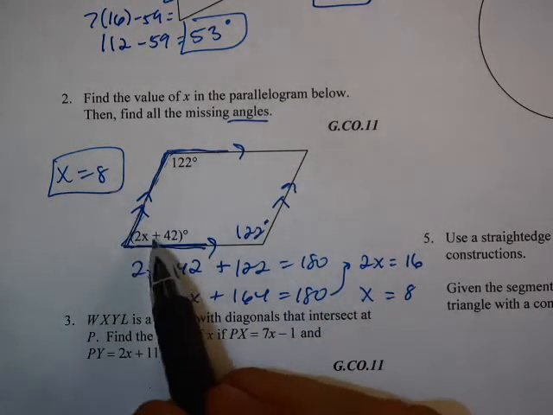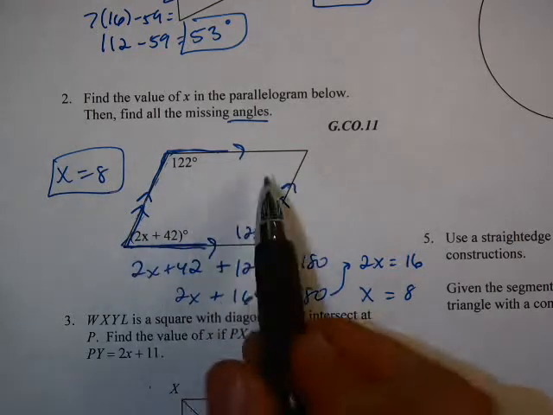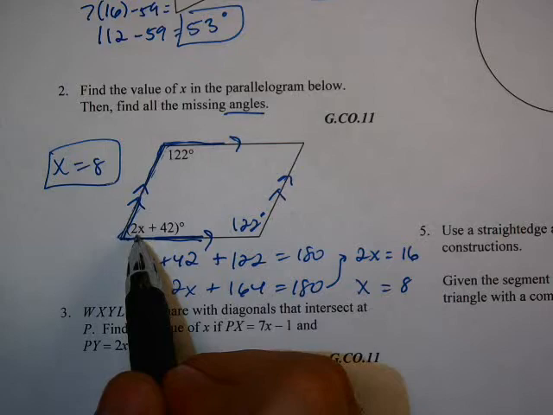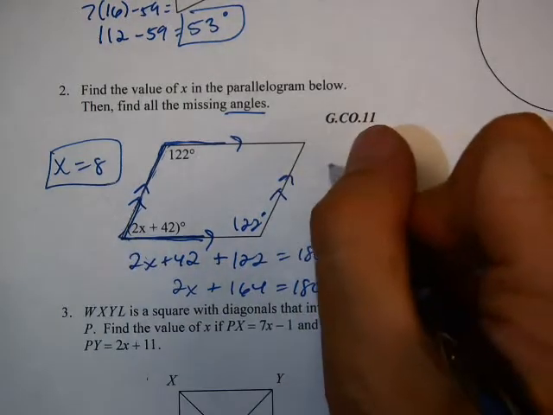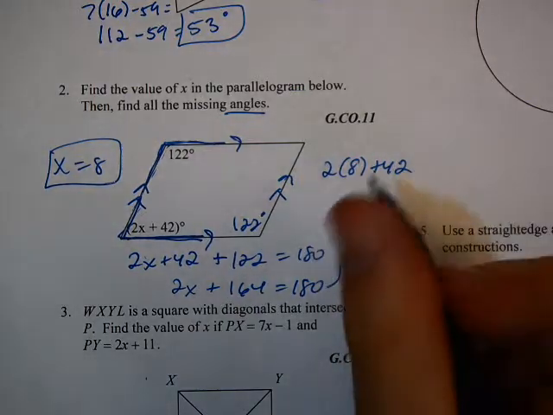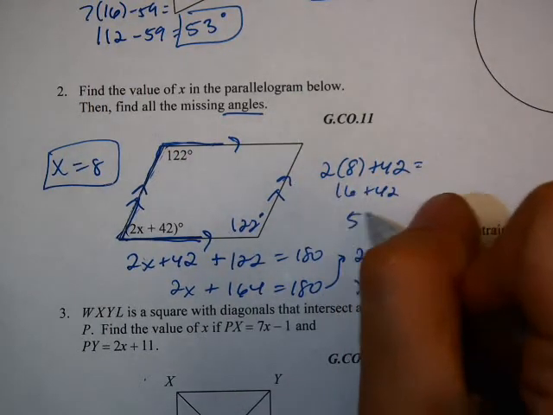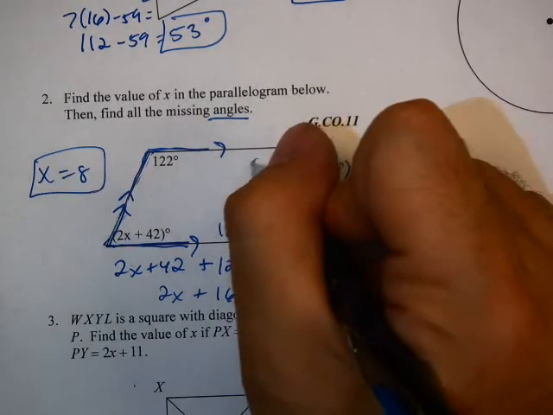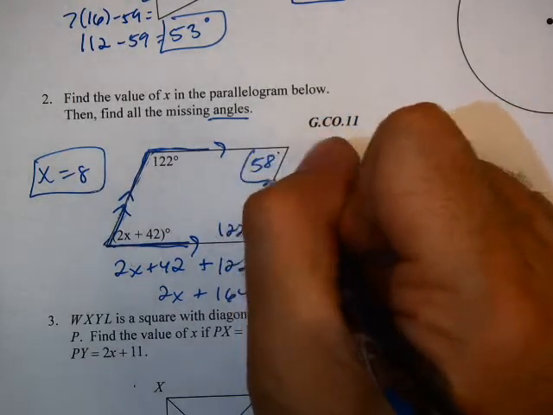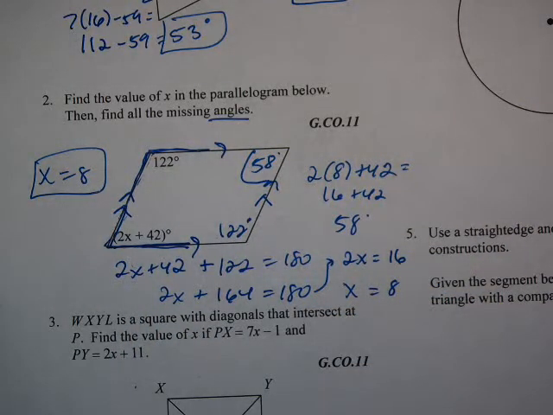To do that, if we look at this angle, remember these angles opposite from each other are congruent. I just got x, I can now plug that in here. So this becomes 2 times x, which is now 8, plus 42. 2 times 8 is 16, plus 42. Add those, I get 58. There's my last missing angle, 58 degrees. Those two are 122, and I'm done with number 2.